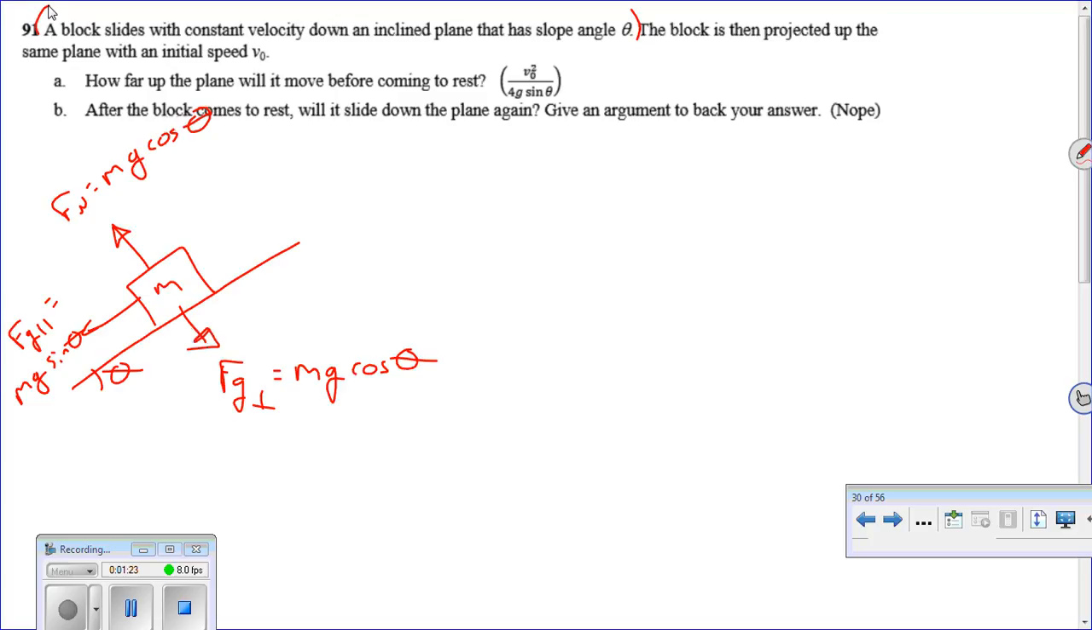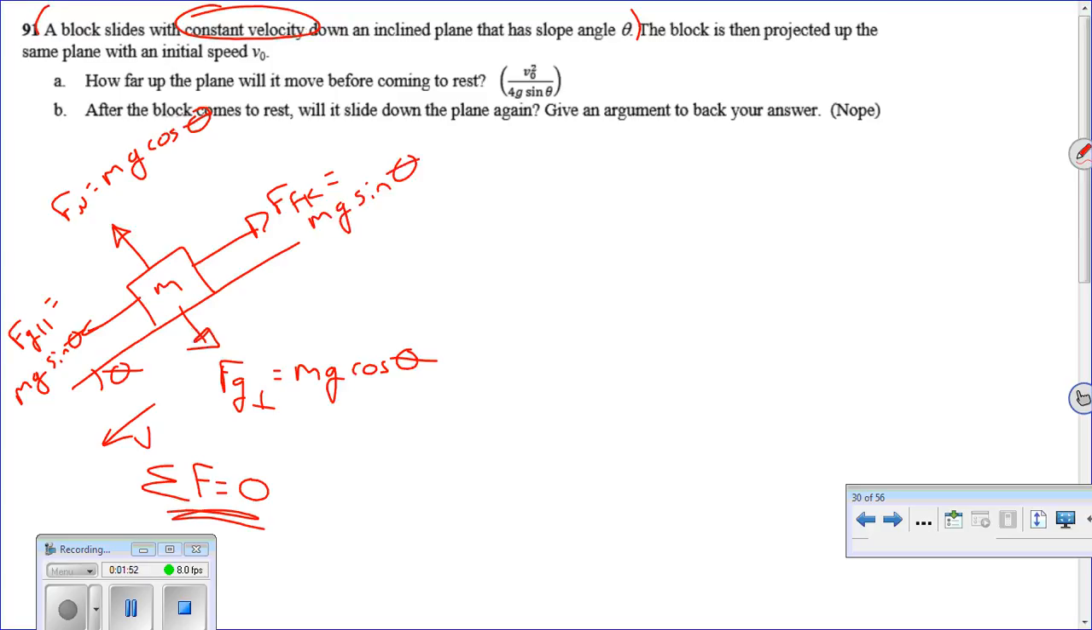Now what other forces are there? It doesn't say that it's frictionless, and I know that it's moving at a constant velocity. That means that my net force has got to be 0. And I know that it's sliding down the ramp with some velocity, so that means that my kinetic friction has got to be exactly big enough to make my net force 0. Aha! So my kinetic friction is mg sine theta. It's got to be to make my net force 0, right? Okay, so that seems like useful information.